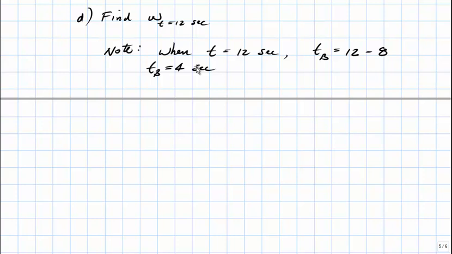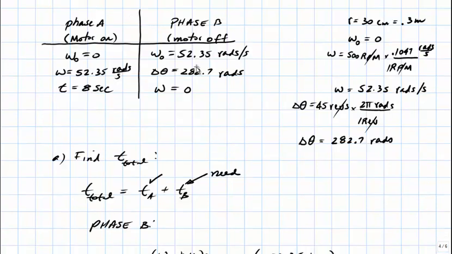So let's take a look at our chart for phase B. Interestingly, the table identifies 3 variables, omega 0, delta theta, and omega. Using these 3 variables, we can determine the angular acceleration in phase B by just putting part D on the side for a moment. Once we find that angular acceleration, we can return to part D and use that angular acceleration as the third variable. So let's pursue that strategy.